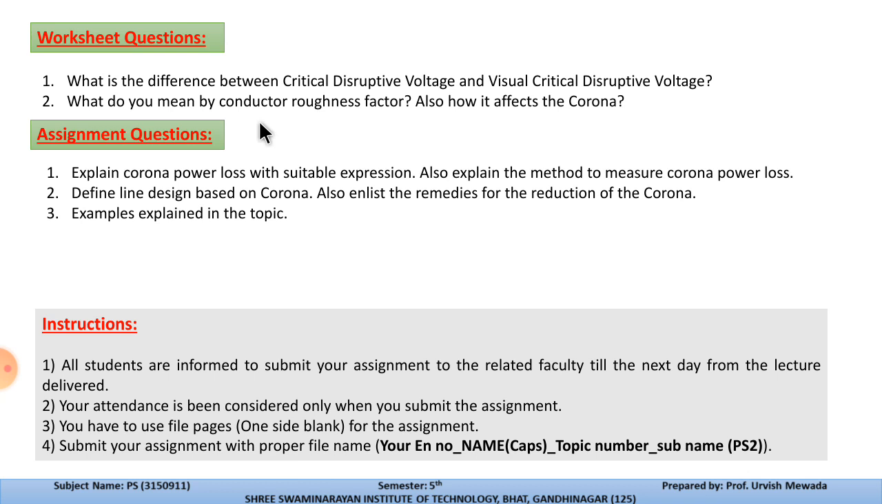And the assignment questions are, explain the corona power loss with suitable expression, and also explain the method to measure corona power loss. The second question is, explain the design based on corona, and also enlist the methods for the reduction of the corona. And the examples which we already calculated in this presentation, you need to write in your assignment booklet or assignment paper. The related instructions are written below the assignment and worksheet questions. Note down all these questions, and you can take a snap of these questions.